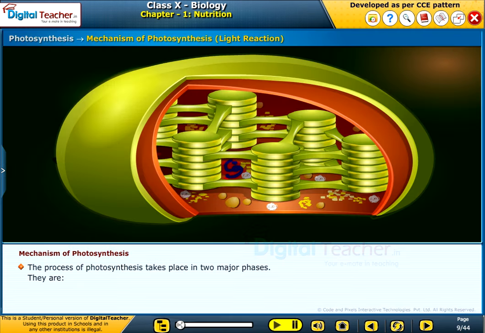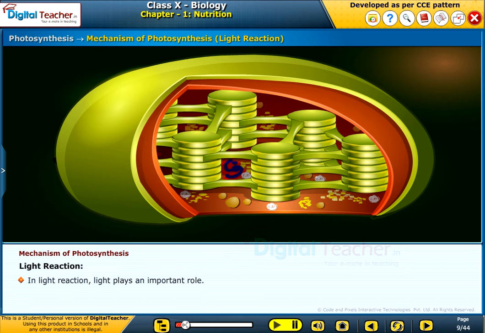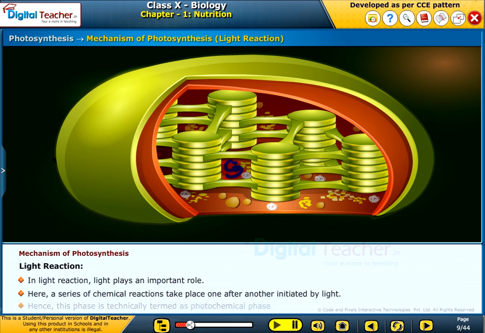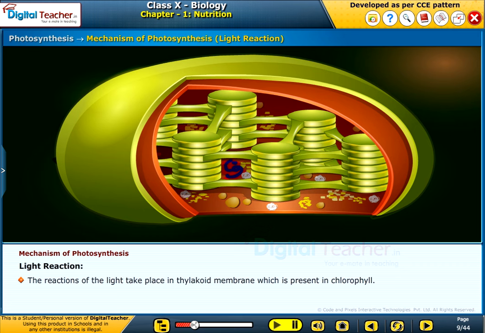The process of photosynthesis takes place in two major phases. They are light reaction, dark reaction. In light reaction, light plays an important role. Here, a series of chemical reactions takes place one after another, initiated by light. Hence, this phase is technically termed as photochemical phase. The reactions of the light take place in thylakoid membrane, which is present in chlorophyll. Thylakoids are termed as grana of chloroplasts.